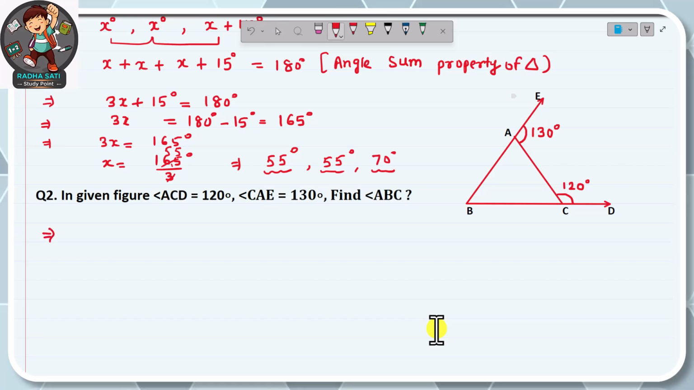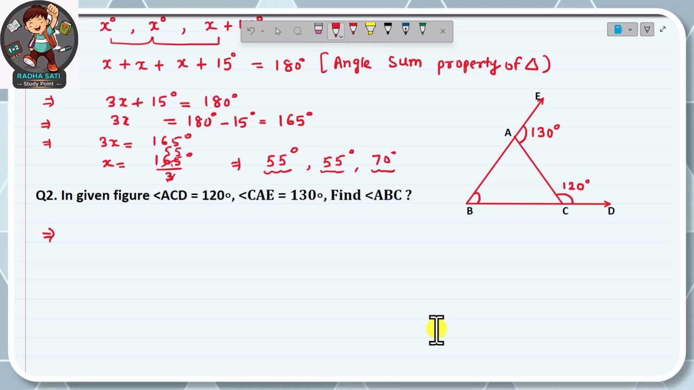We know the measure of this angle EAC, or angle CAE, is 130 degrees, and we know angle ACD is 120 degrees. Both are exterior angles, so we can use the exterior angle property here. Plus, we can find the measure of this angle by using the angle sum property also. So let's use the first one, the angle sum property.